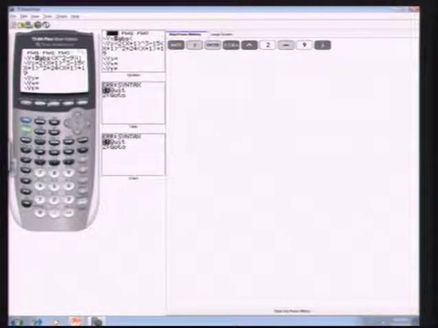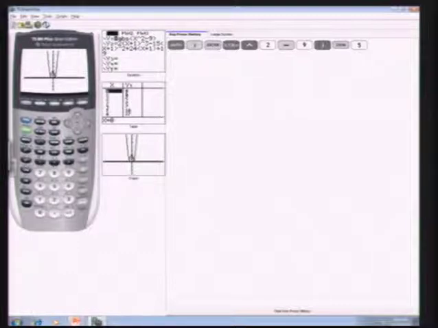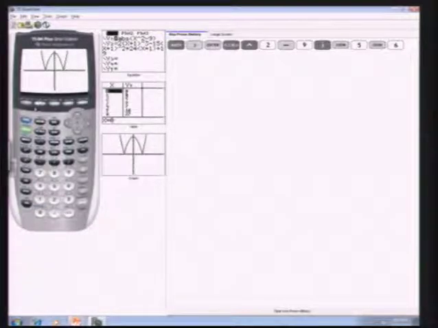Now we want to go change our window. So let me show you what your standard window looks like. That's selection 5. Okay, and now let's change our window here. So if I go to zoom, 6. Zoom standard, that's selection 6. I get a standard window. But we were asked to have a different window in this problem.